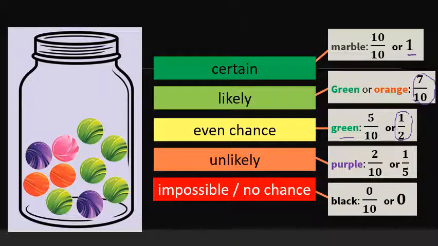It's unlikely that you'll draw a purple marble because there's only a 2 out of 10 chance there, or 2/10, or we can also represent that as 1/5. And it's impossible to draw a black marble because there are no black marbles in that jar. So it's a 0/10 chance, or we represent impossibility or no chance as 0.